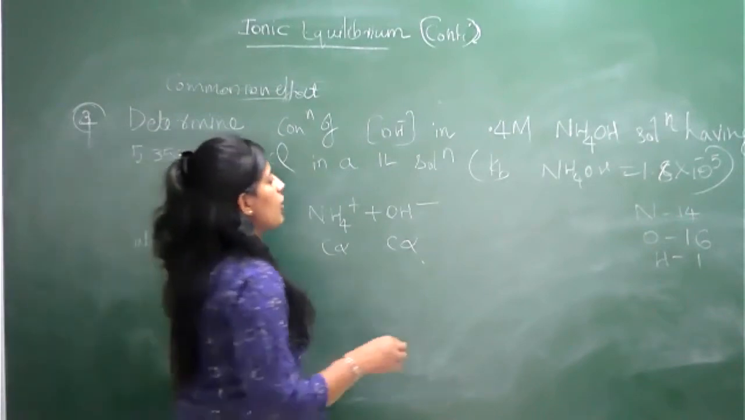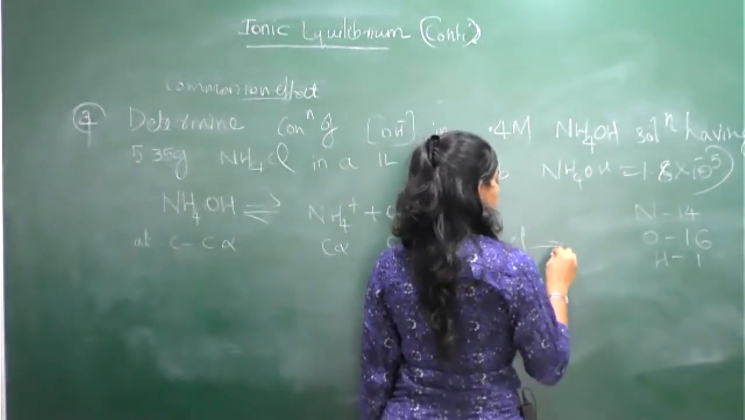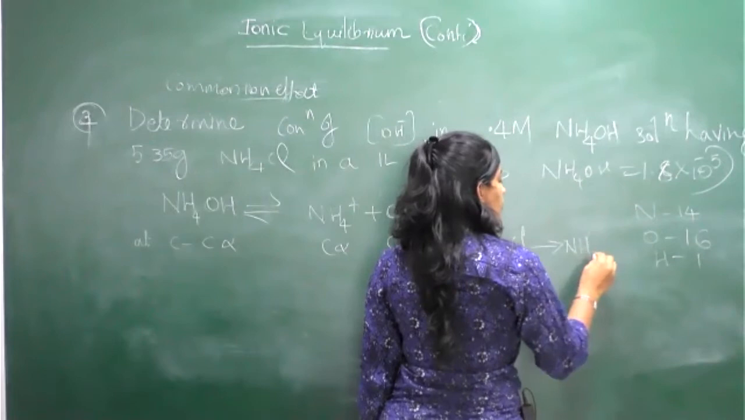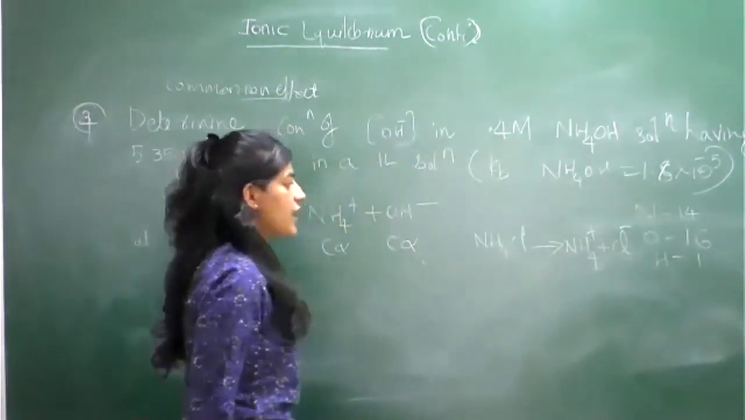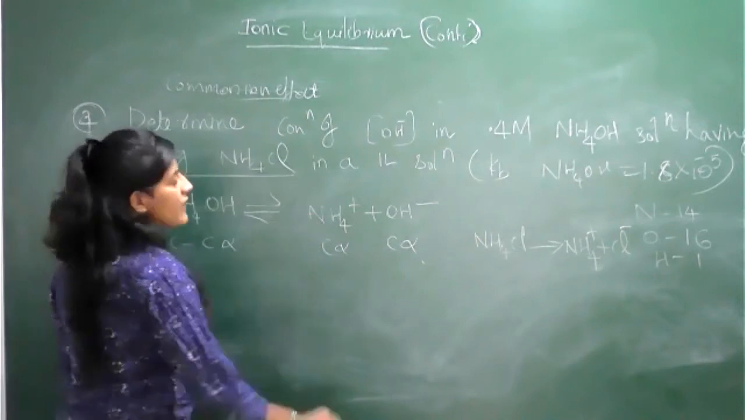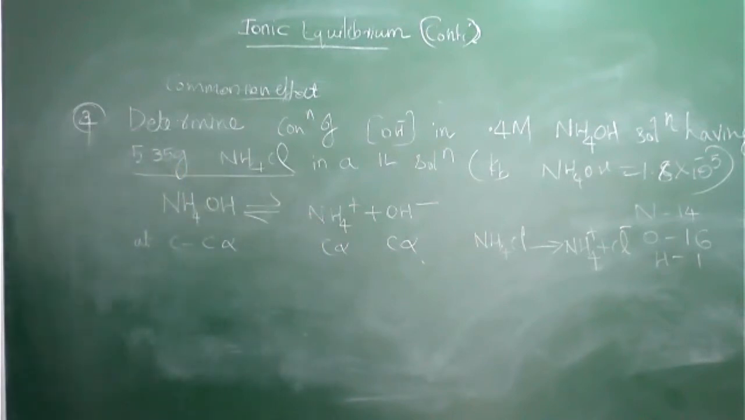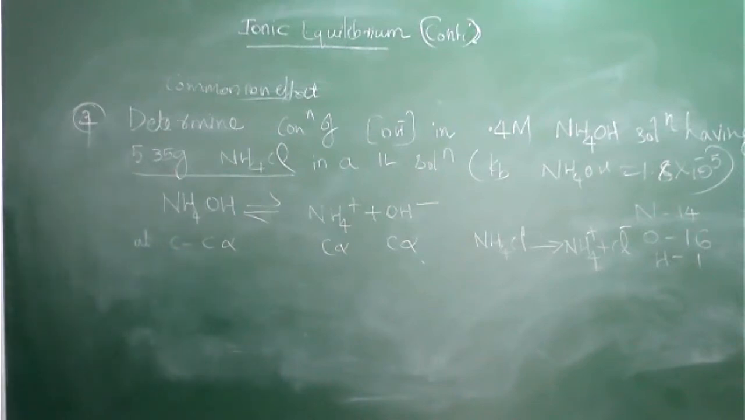But ammonium chloride, what happens? NH4Cl becomes NH4 plus Cl minus, complete dissociation. Ammonium chloride mass is given to you. From this, Kb.